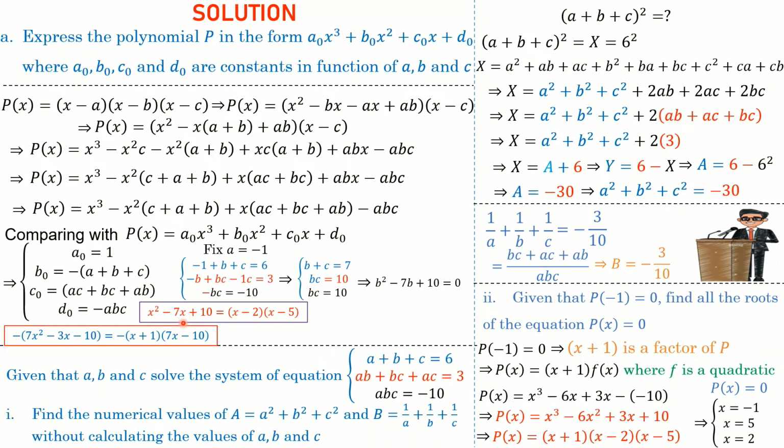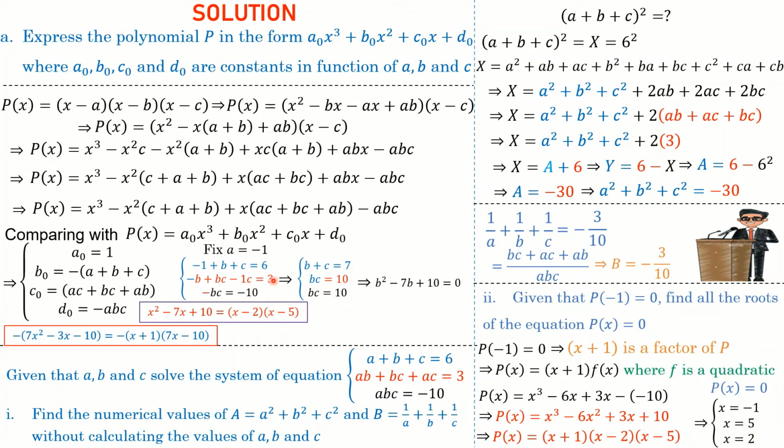Factoring it out, it is clear it is x minus 2 times x minus 5. So my p of x becomes this times this times this. Now I am solving the equation p of x equal to 0. It simply means that I equate each factor to 0. So x plus 1 equal to 0, x will be negative 1. x minus 2 equal to 0, x will be 2. And x minus 5 equal to 0, x is going to be 5.